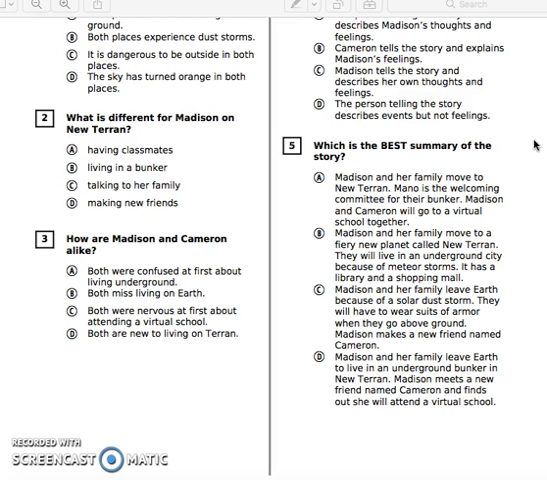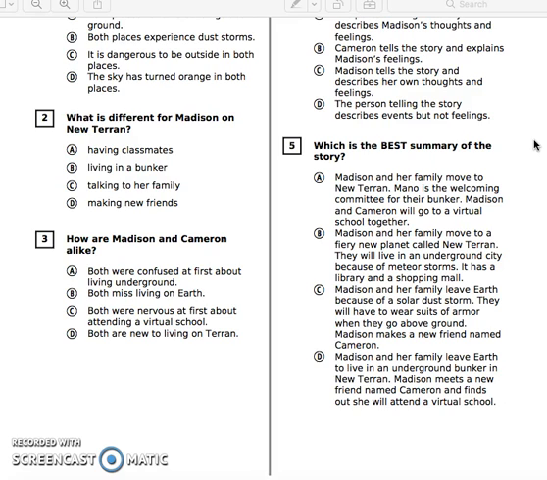B. Madison and her family move to a fiery new planet called New Terran. They will live in an underground city because of meteor storms. It has a library and a shopping mall. C. Madison and her family leave Earth because of a solar dust storm. They will have to wear suits of armor when they go above ground. Madison makes a new friend named Cameron.